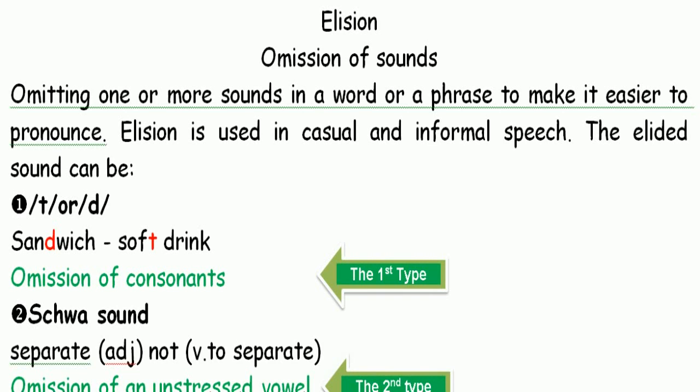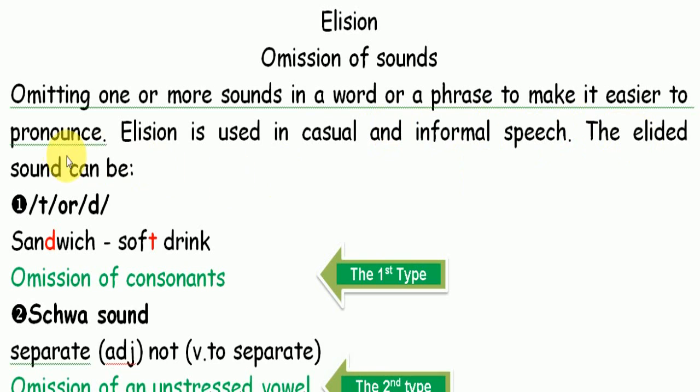In today's session, God willing, we're going to talk about elision. As a general meaning, elision means the omission of sounds. So we can define elision as omitting one or more sounds in a word or a phrase to make it easier to pronounce. Elision is used in casual and informal speech.